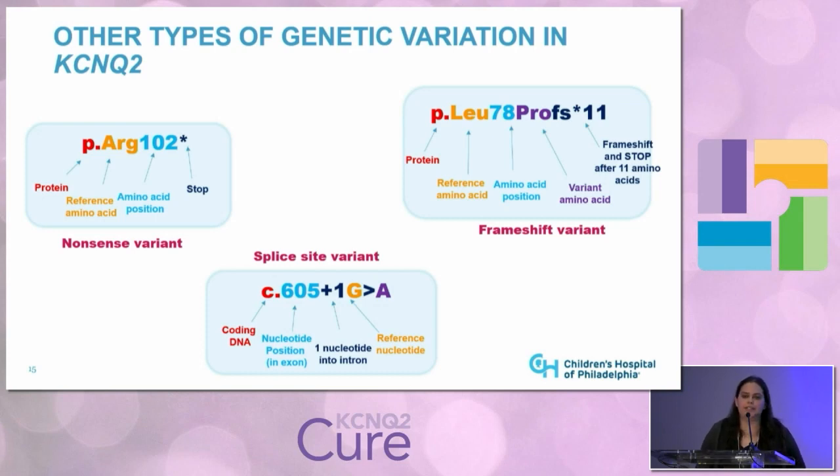All of these variants are typically associated with what we call protein truncation, where we expect the protein to be cut off too early. And this can happen with KCNQ2 DEE variants, but typically we see missense variants in this particular phenotypic group.